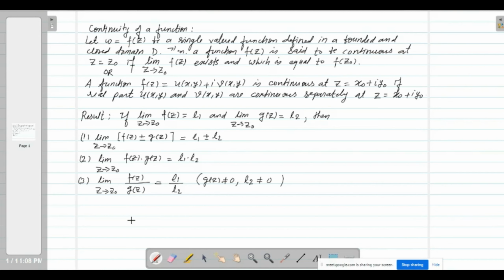Now let us do some problems based on this, then we will go ahead. Discuss the continuity of the function.